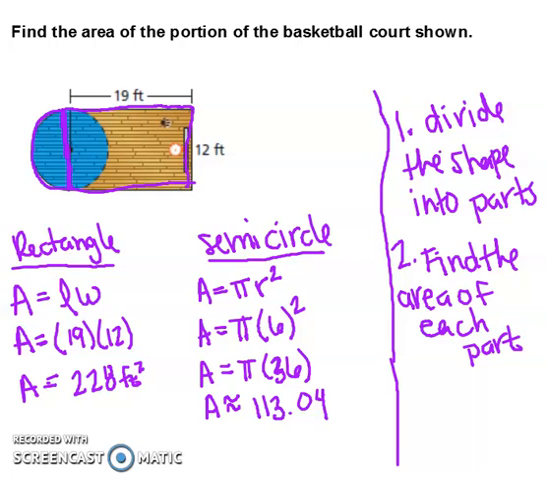Now I have the area of this entire circle, this entire blue circle. But I only need area of half a circle, a semicircle. So to do that, to find the area of half a circle, we're just going to divide our whole circle by 2. And when you do that, 113.04 divided by 2, you'll get 56.52.